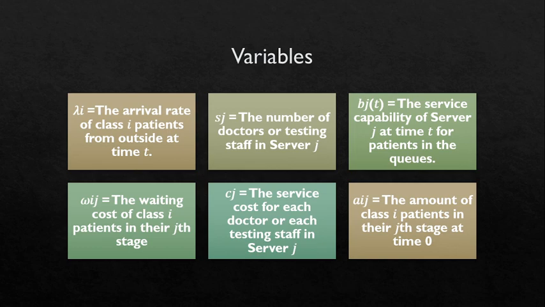Sj denotes the number of doctors or testing staff, as we have mentioned before, in server j. Bjt denotes the service capability of server j at time t for patients in the queues. Wij is the waiting cost of class i patients in their j stage. Cj denotes the service cost for each doctor or each testing staff in server j. And finally, Aij denotes the amount of class i patients in their j stage at time 0.